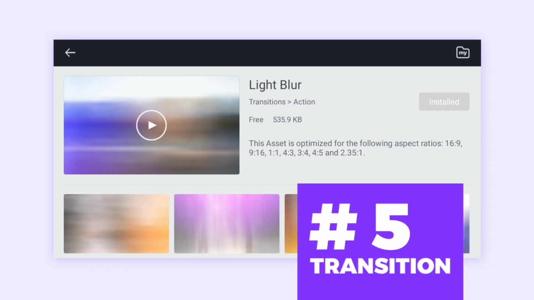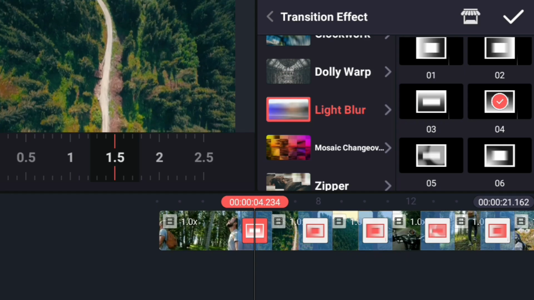The name of the fifth transition is Light Blur. There are a total of 6 transitions in it, so let's see the preview of this last transition as well.